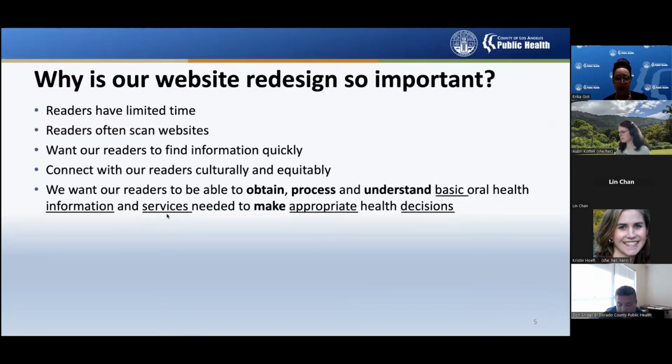Also, we want to be able to connect with our readers culturally as well as equitably. As a result, we have used and will continue to use content and images that appeal to people and communities of color and others. Lastly, we want to exercise oral health literacy. By making our website more readable, we enable our readers to obtain, process, and comprehend the basic oral health information and resources and services on our website in order to make sound oral health decisions.